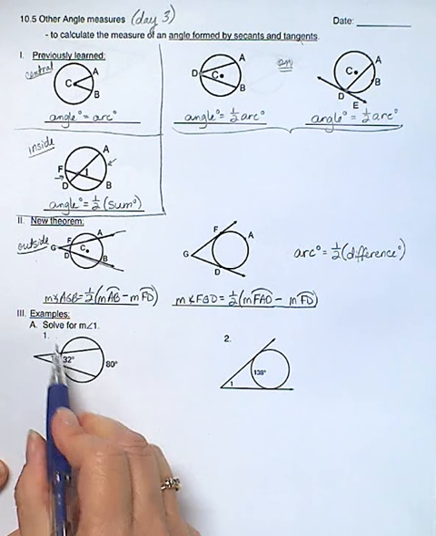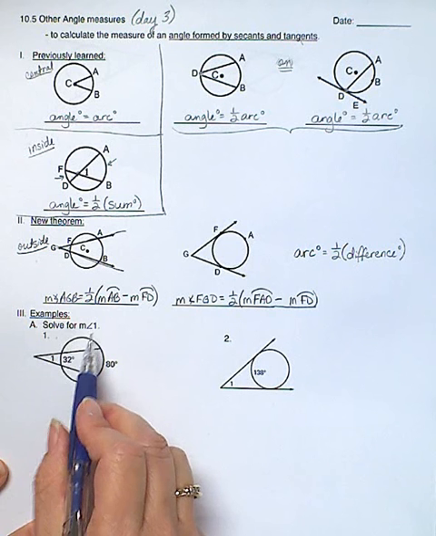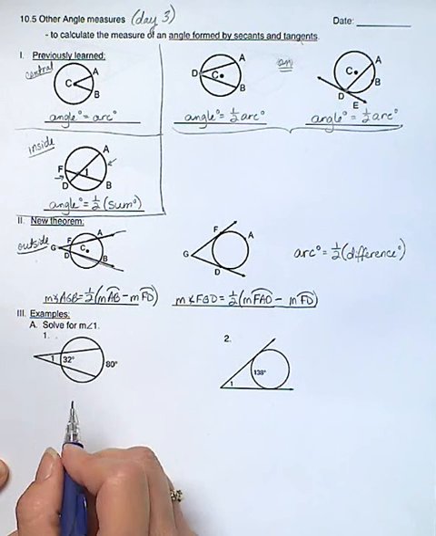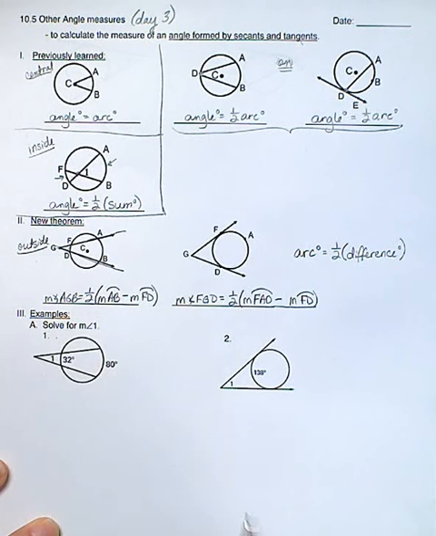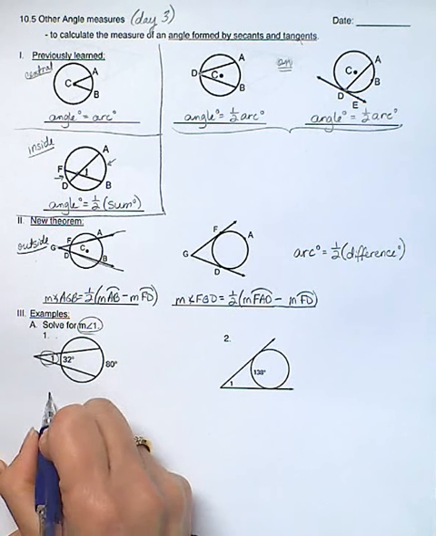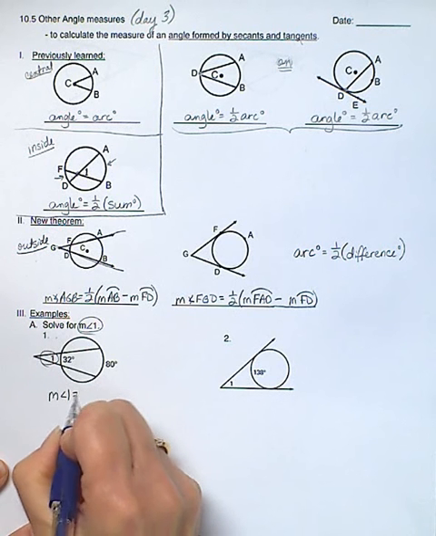We're going to look for the measure of angle 1. Again, 1 is not a degree value. 1 is the name. It's not a variable, it's the name. So that's why it's written as the measure of angle 1. So we always start with the angle. The measure of angle 1 equals half the difference.